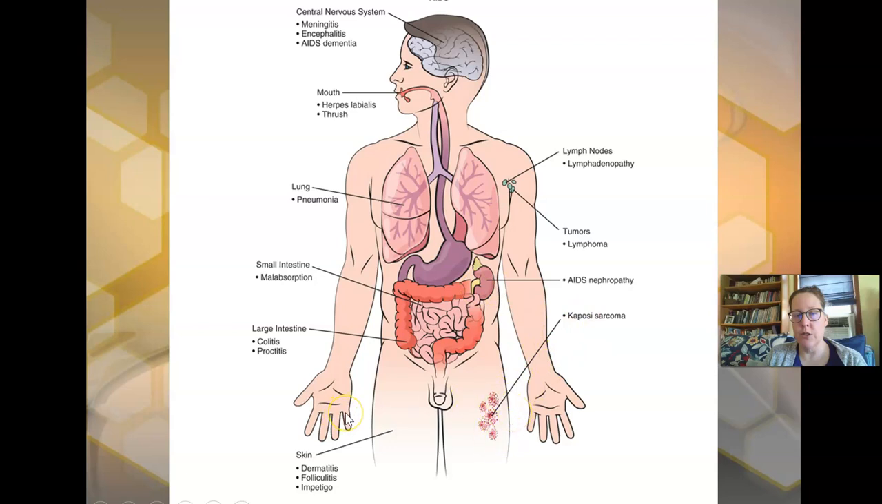In the skin, you can get dermatitis, folliculitis, and impetigo. In the large intestine, you can get colitis and proctitis. And in the small intestine, you have nutrient malabsorption. And in the lungs, you can get pneumonia, especially PCP pneumonia.